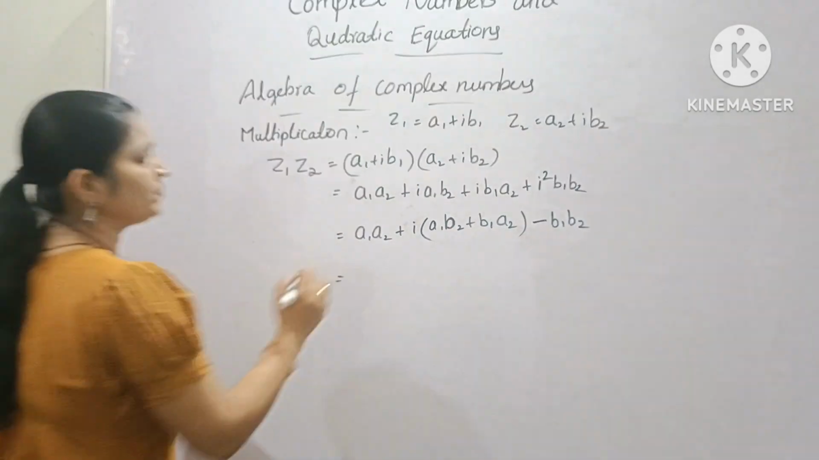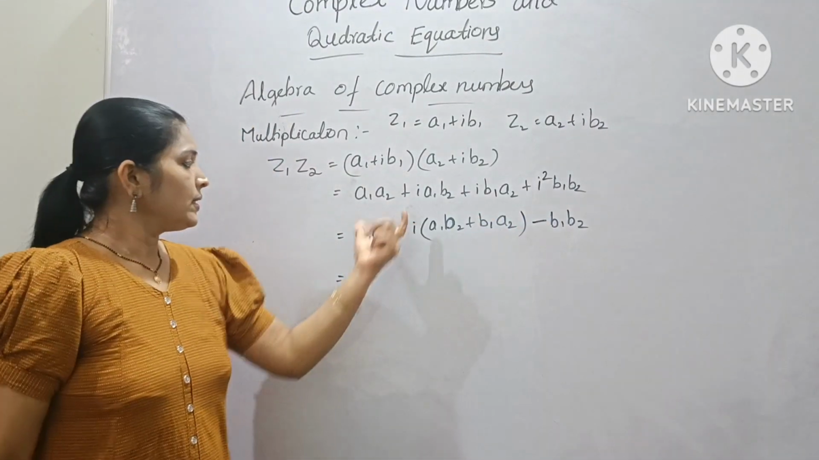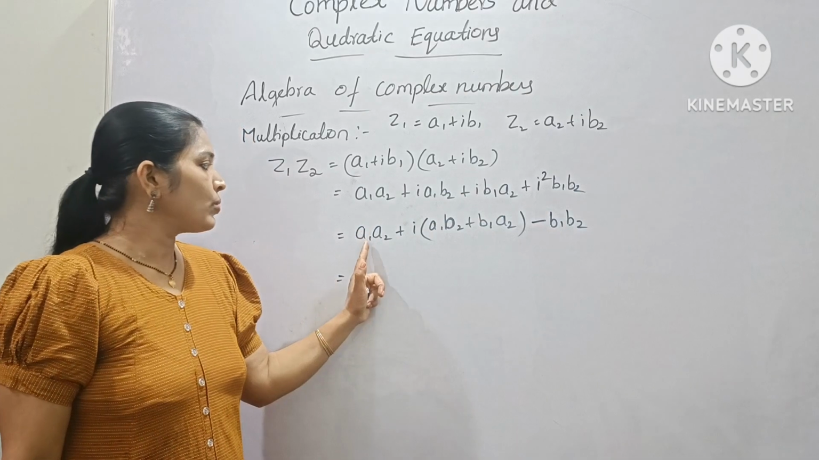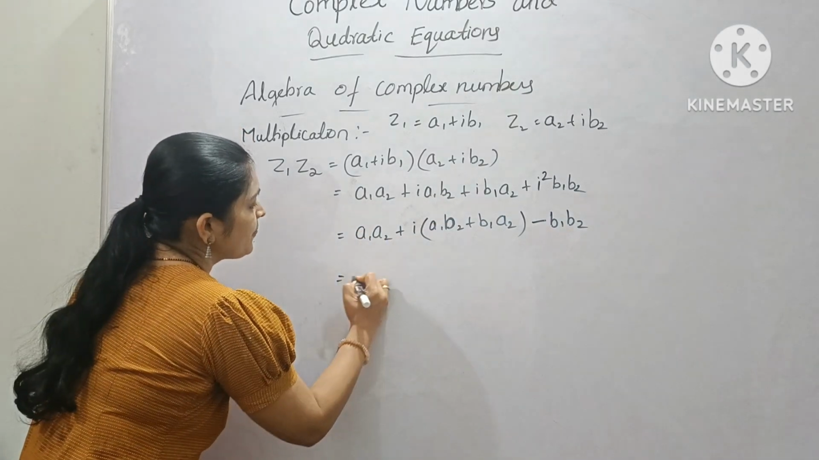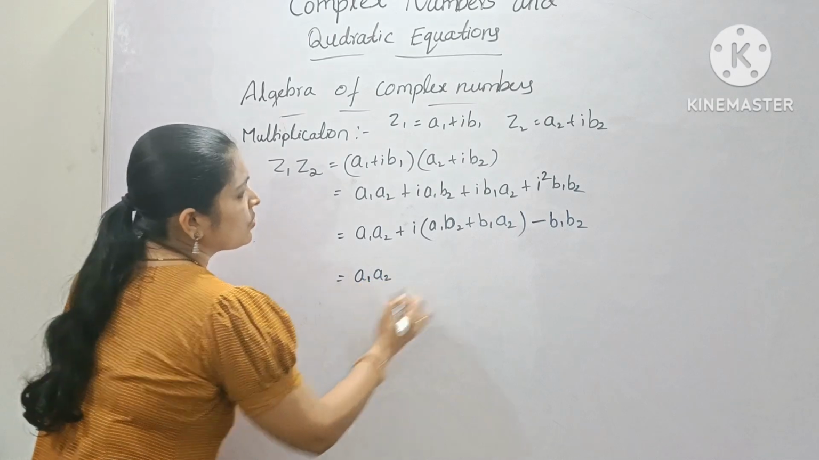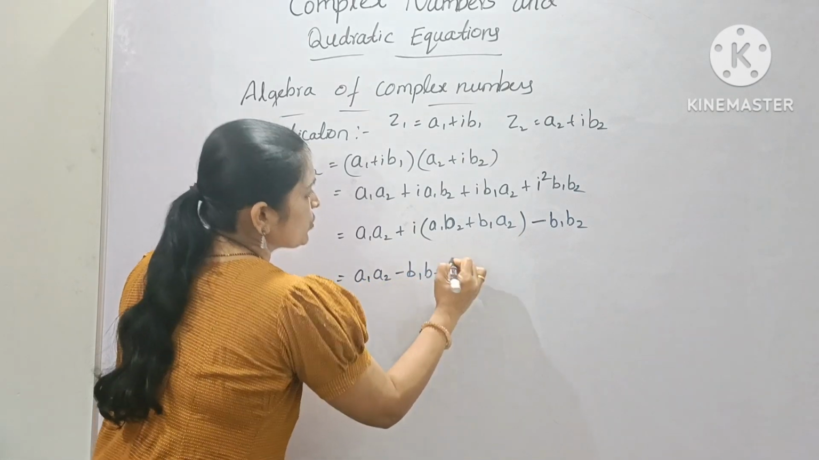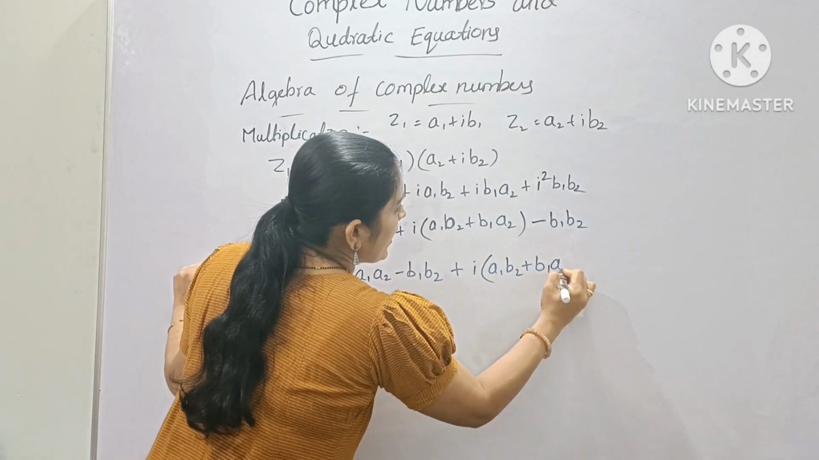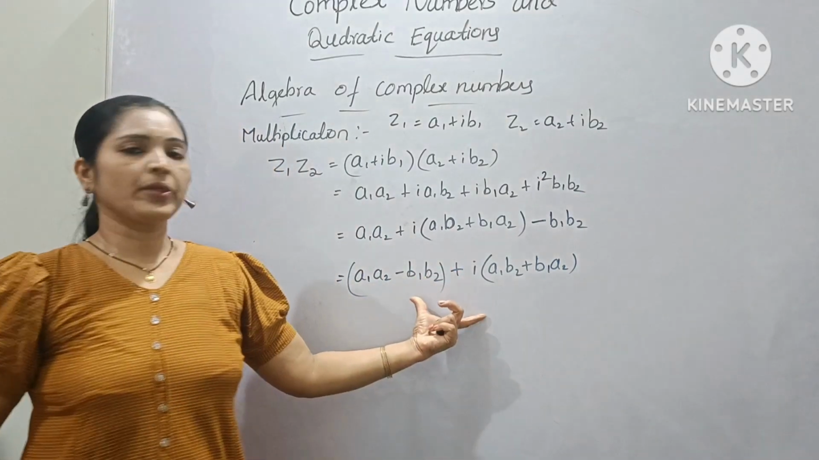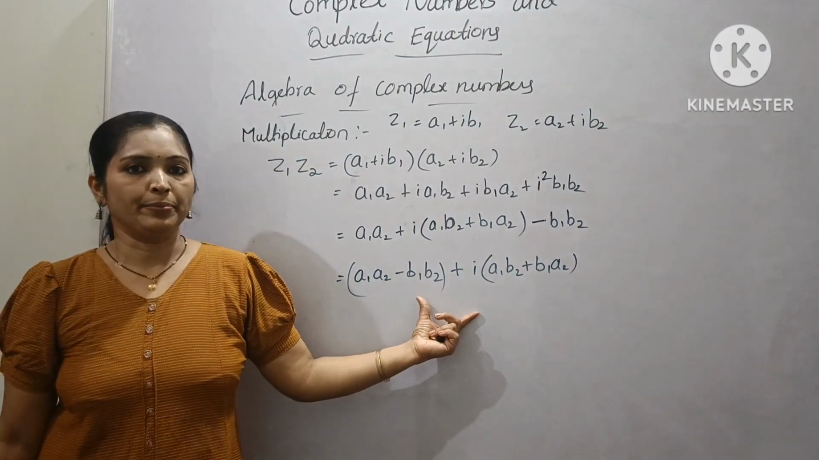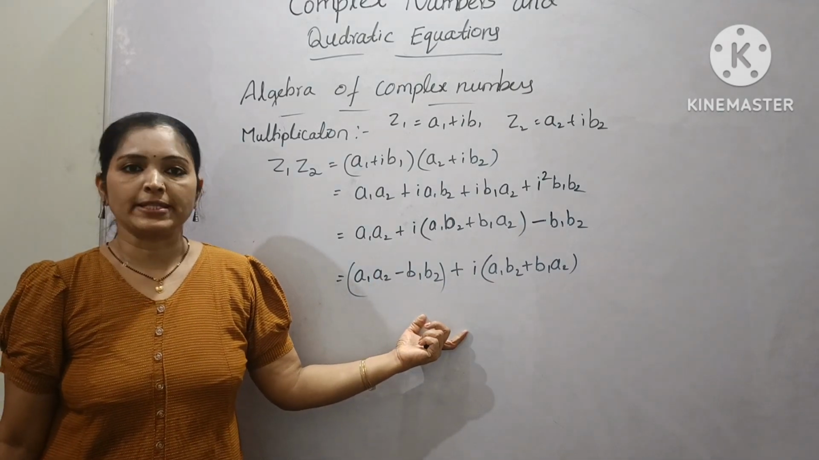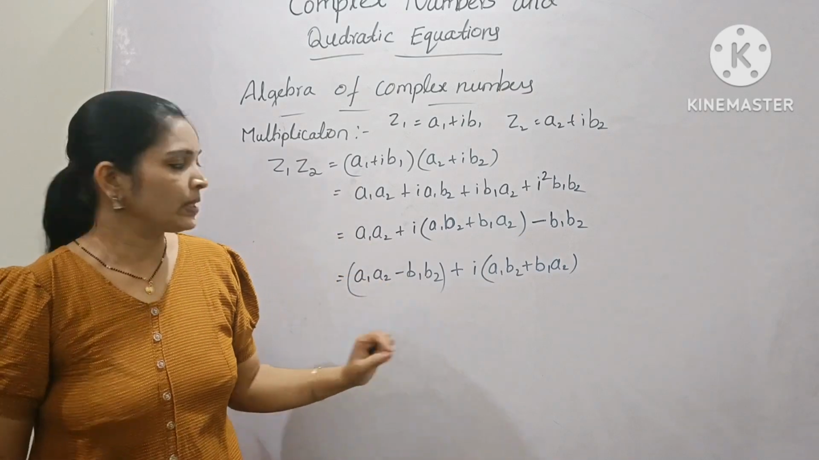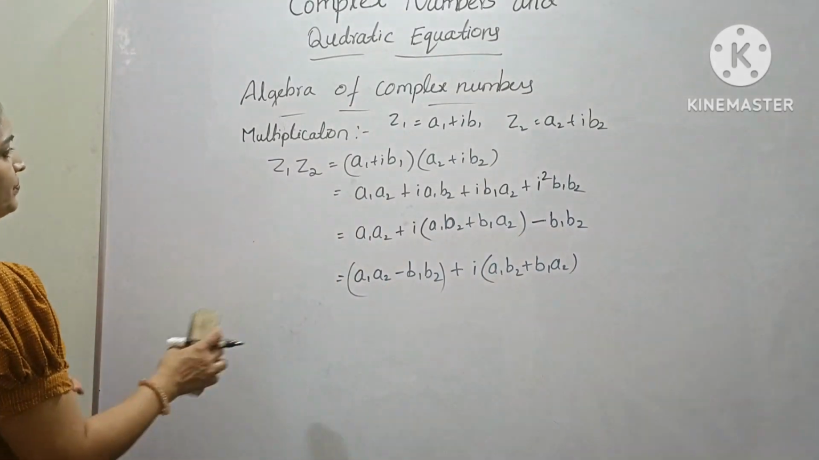Now let us write: first and third terms are real parts, right? So a1 a2, let us take it together. Write a1 a2 minus b1 b2 plus i into (a1 b2 plus b1 a2). Now it is of the form a plus ib, which is also a complex number. So multiplication of two complex numbers is a complex number. Then what about division?